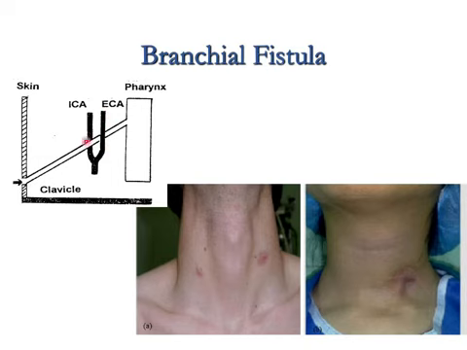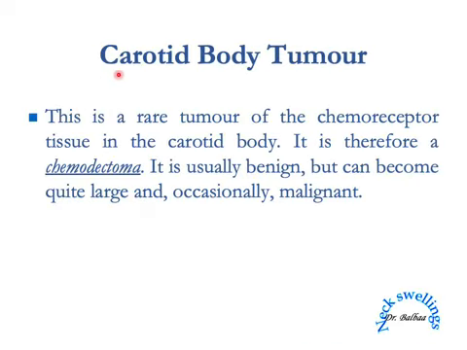However, the internal carotid artery is formed by the third branchial arch, so it will be deep to the tract. Definitely, treatment is by excision of the tract, but be careful whenever you go between the internal and external carotid arteries. The next swelling is carotid body tumor, and from its name, it is something related to the chemoreceptors that are present between the internal and external carotid artery.